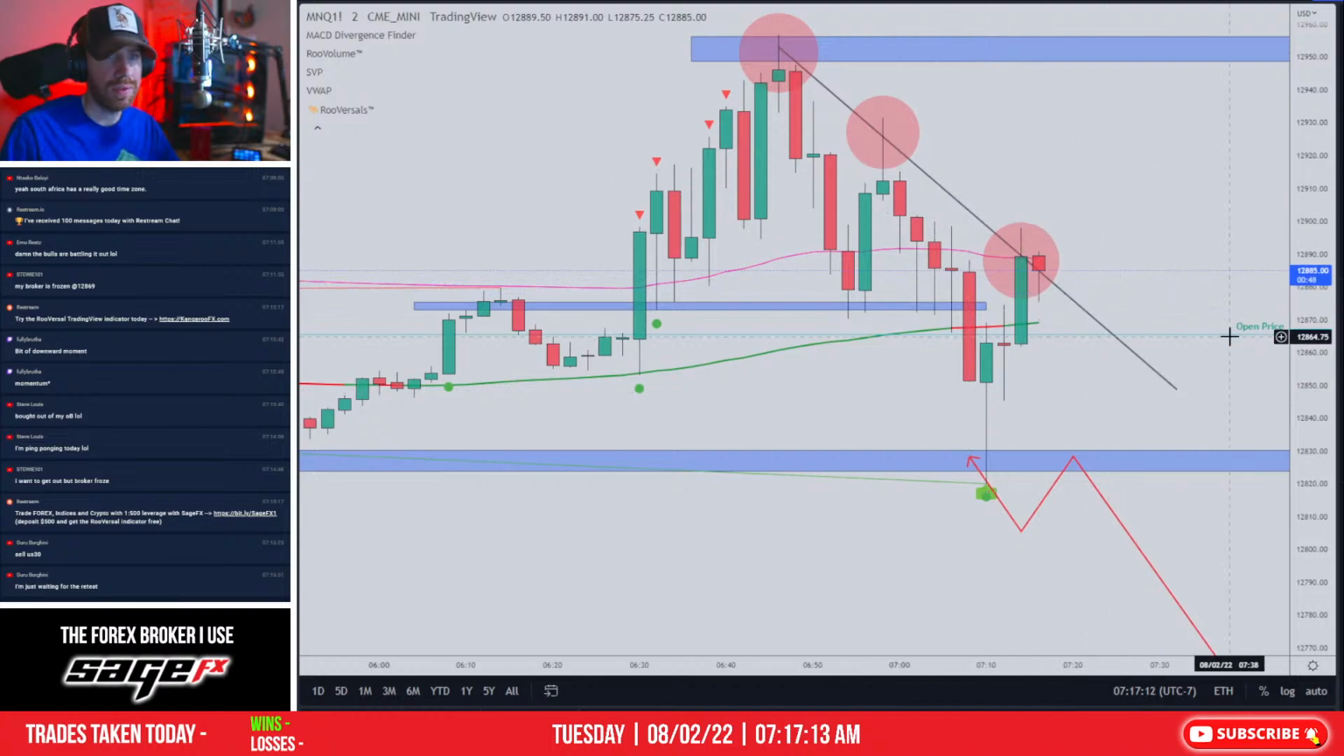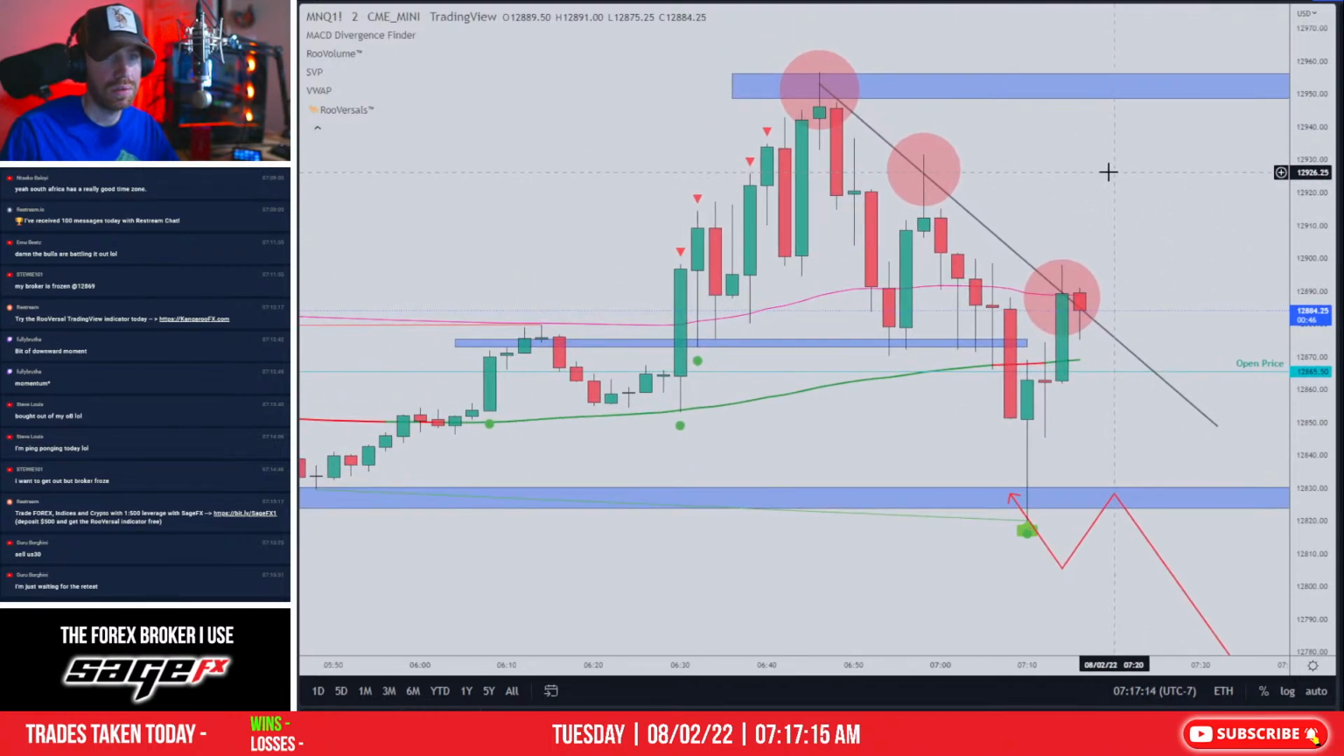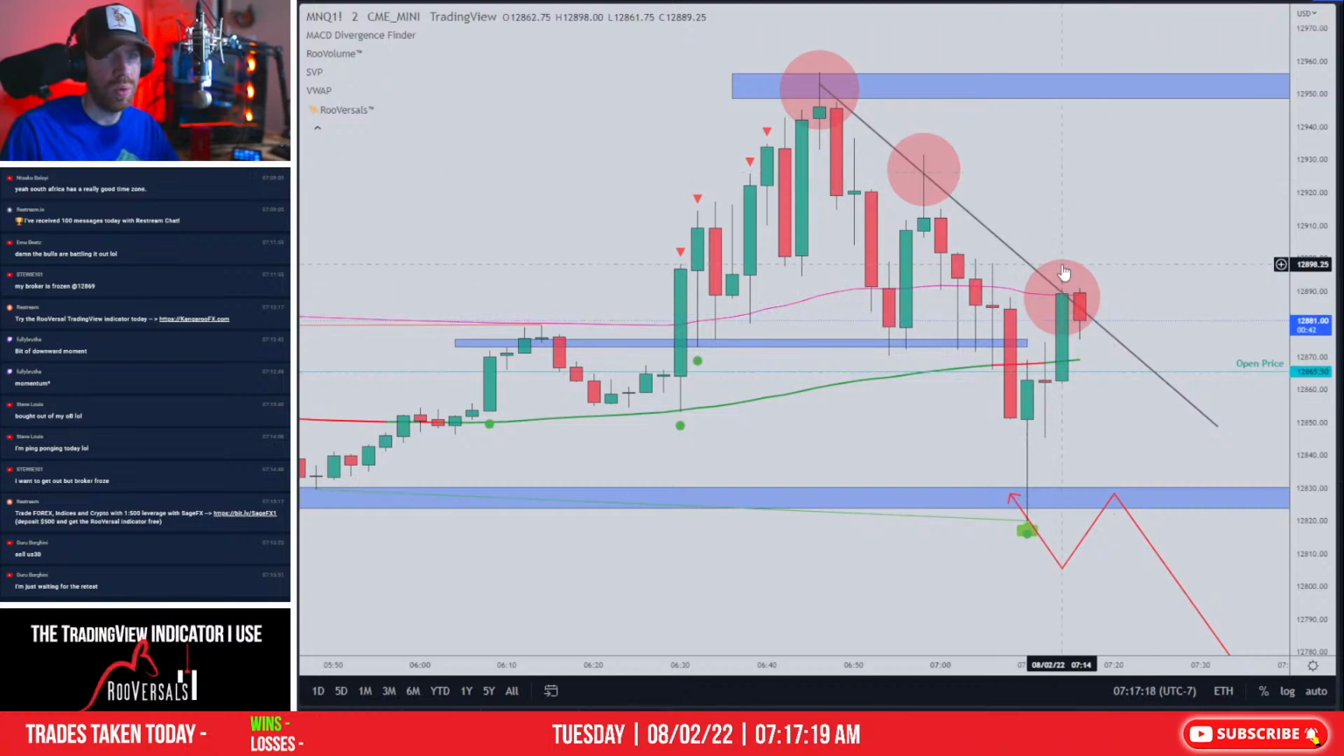It's looking bearish now off this third trend line touch. Wicked. Went down right away. Yep. I think waiting is the best option right now. Could go down, could go up. There's really nothing clear.